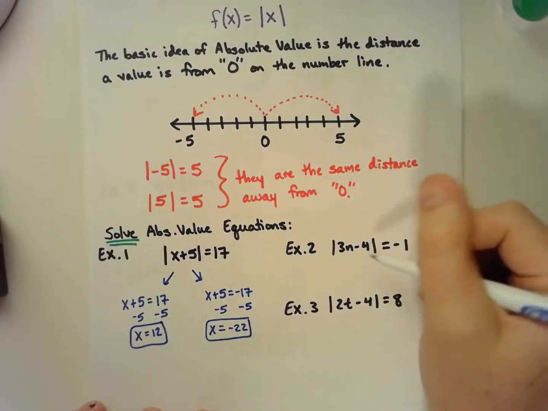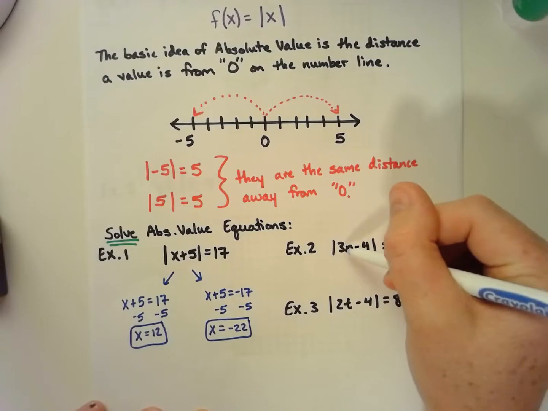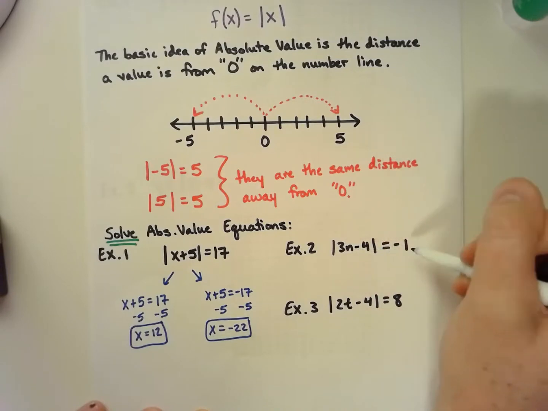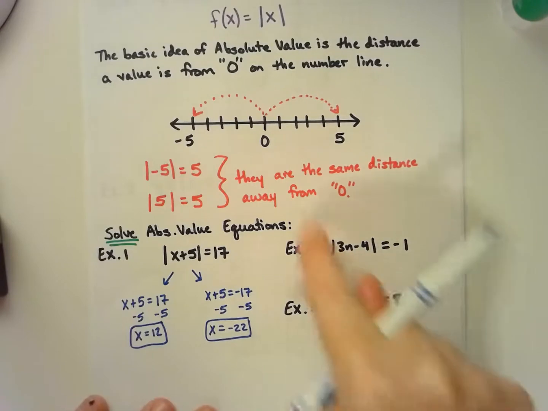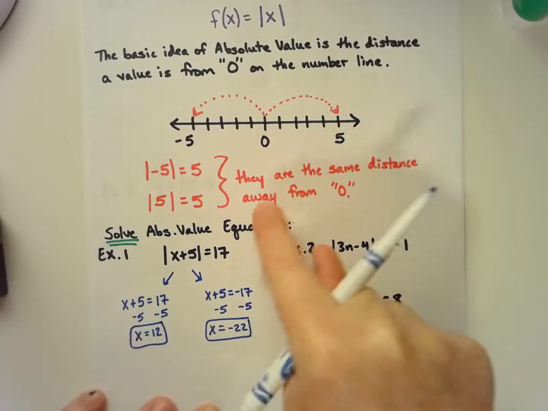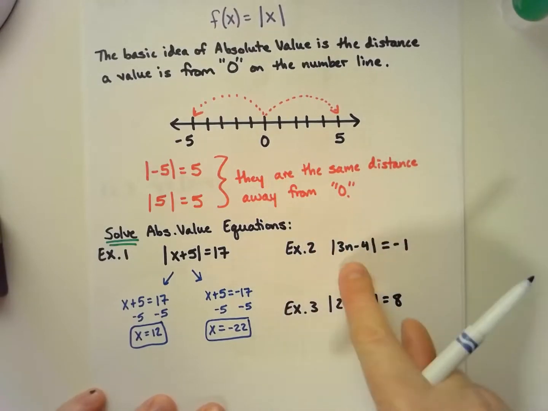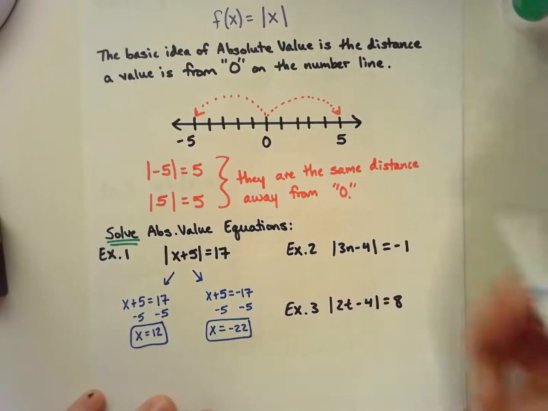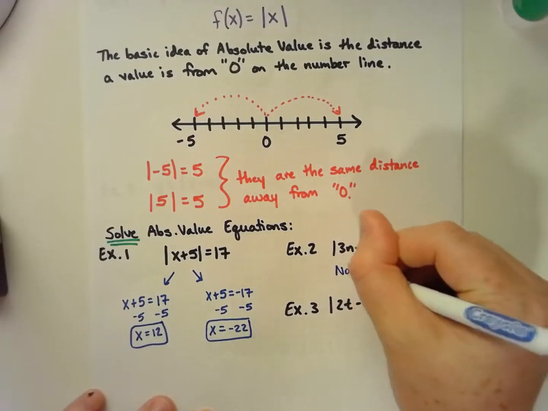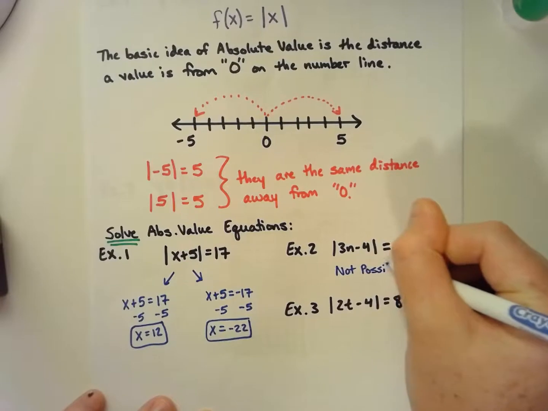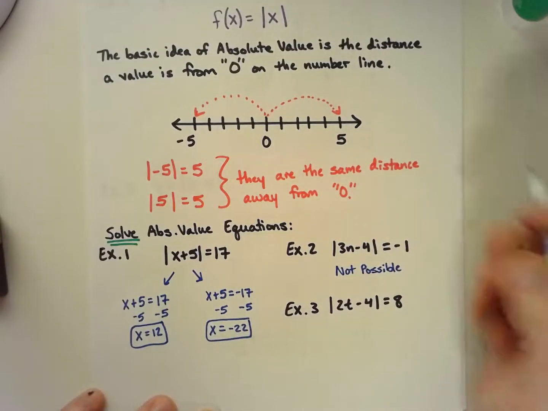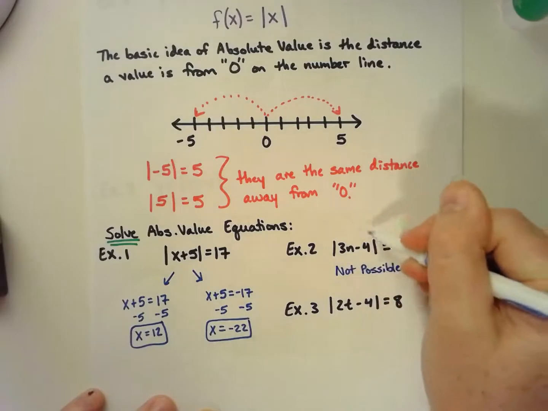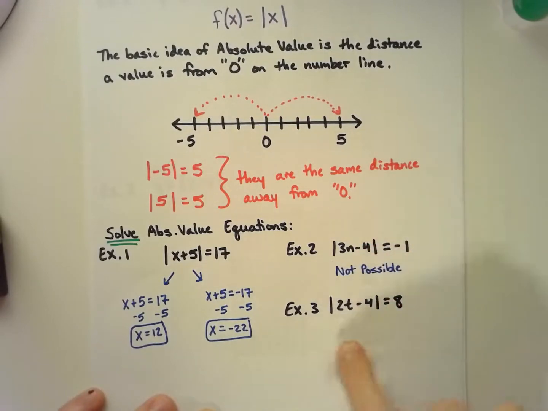For example 2, we have the absolute value of 3n minus 4 equals negative 1. In this case, absolute value, just like we talked about, is distance from 0. So it cannot equal a negative. This one does not make sense. So we're just going to write not possible. Absolute value of anything cannot equal a negative, because that's all that's written right there. There's nothing extra.